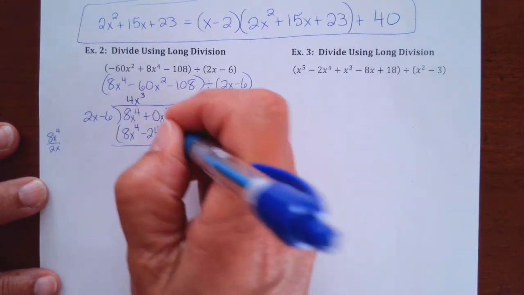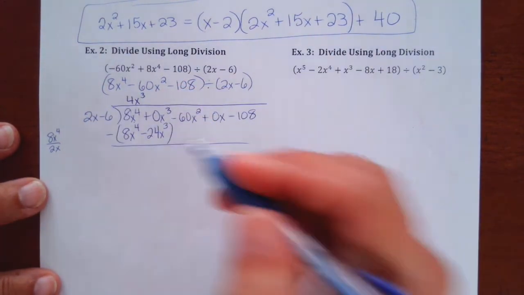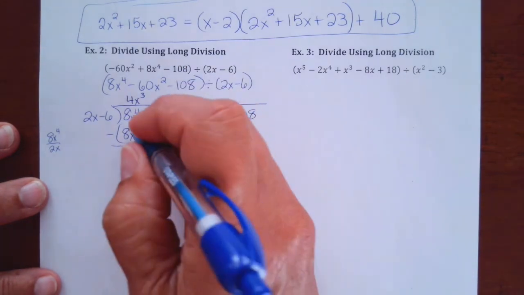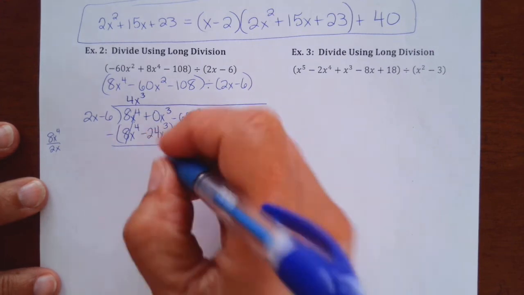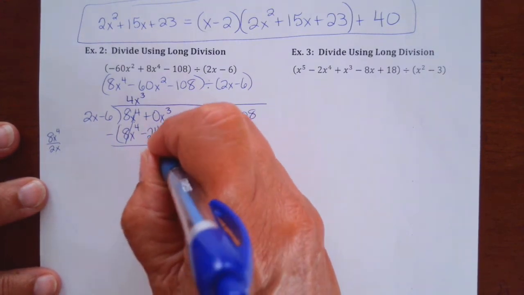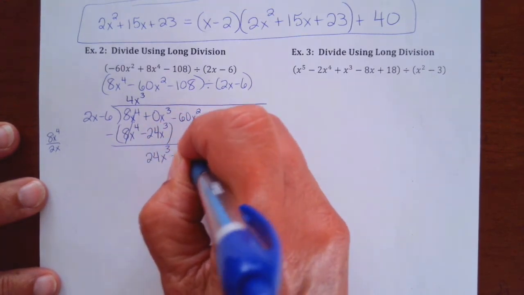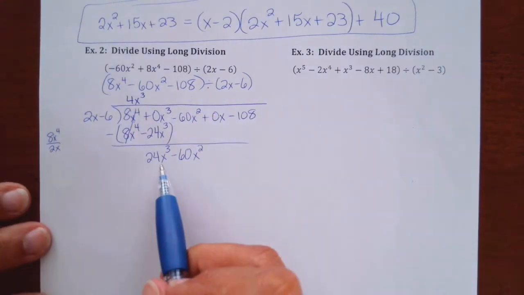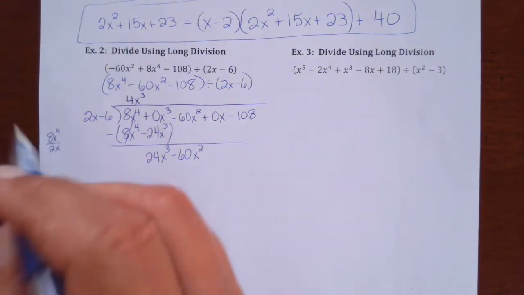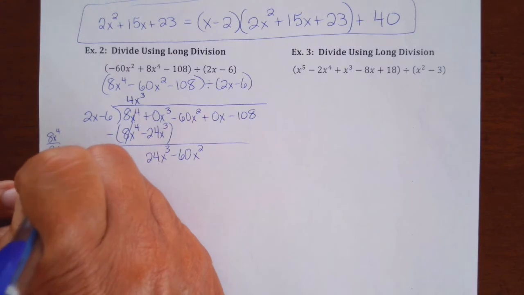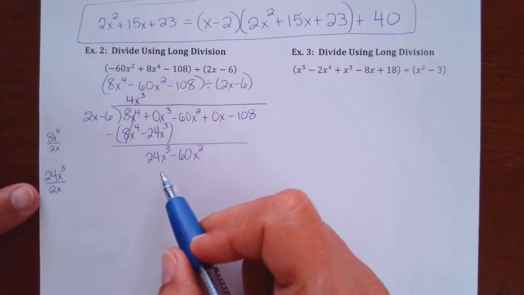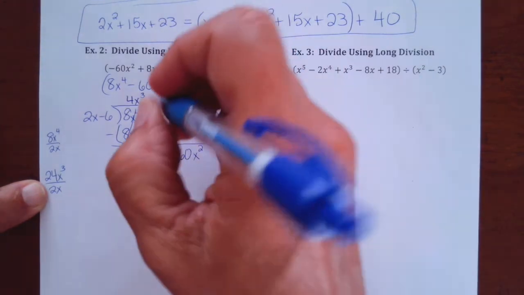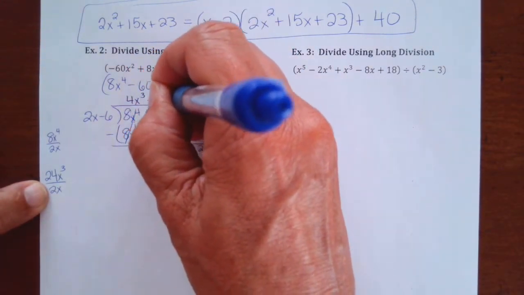All right, so now I'm going to subtract. So the 8x to the 4th will cancel out. And now you have 0 minus a negative, so that's plus 24x cubed. Bring down the next term. Okay, start all over again. We're going to divide 24x cubed by 2x. First term divided by first term. So this gives you 12x squared. So that goes up here.